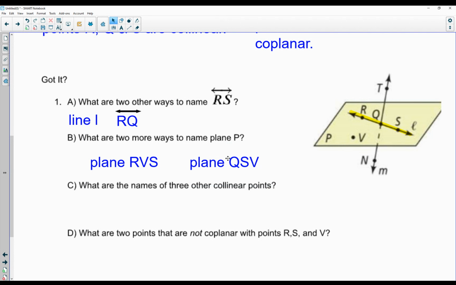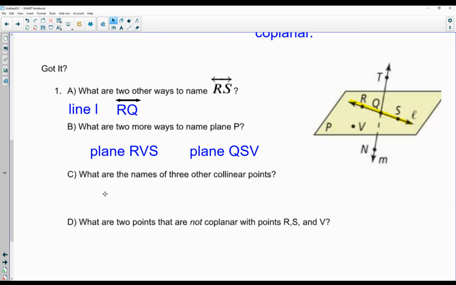There are other options, but these are the two that I kind of see. RVS, QSV. You can do SVQ, QVR, a number of different ways. All right, C. What are the names of three other collinear points? So you have points, I think we said, was R, Q, and S. We want three other collinear points. So besides R, Q, and S, what are the three other collinear points?